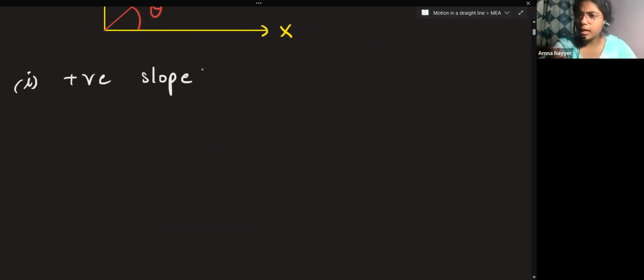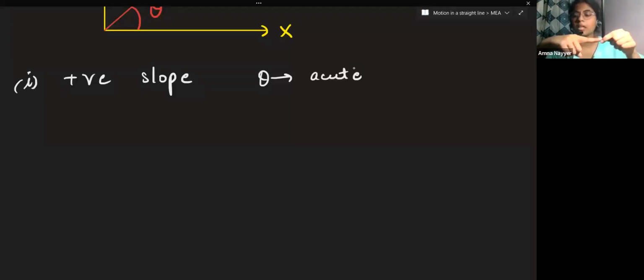Positive slope, understanding of positive slope is very easy. If your theta, this angle that we are talking about, is an acute angle, do you know? An acute angle is when any angle is less than 90 degrees. This is 90 degrees. Anything less than 90 degrees is known as an acute angle, starting from 1 degree to 89 degrees. That is your acute angle.